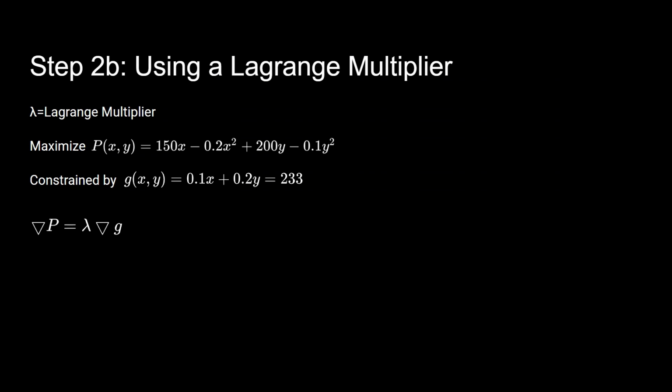In order to maximize the constrained function, we need to use something called the Lagrange multiplier. The Lagrange multiplier is a proportionality constant which is shown by the Greek symbol lambda. This is then solved by finding the gradient vector of P of x, y, and setting it equal to lambda times the gradient vector of g of x, y, or the constraint function.